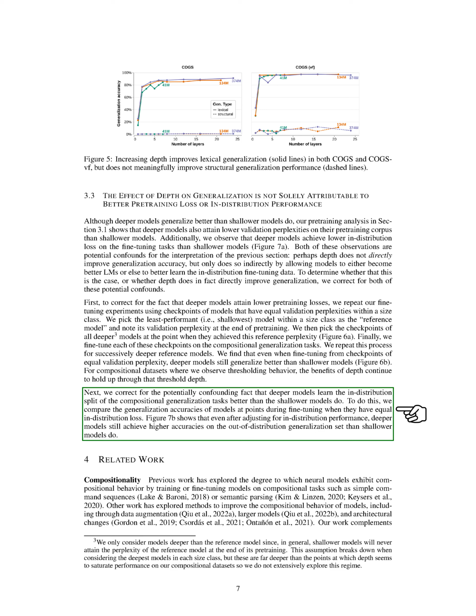Next, we corrected for the fact that deeper models learn the in-distribution split of the compositional generalization tasks better than the shallower models do. We compared the generalization accuracies of models at points during fine-tuning when they have equal in-distribution loss. We found that even after adjusting for in-distribution performance, deeper models still achieve higher accuracies on the out-of-distribution generalization set than shallower models do.